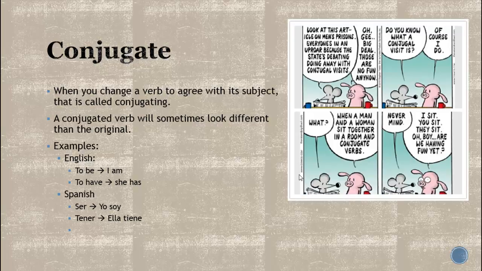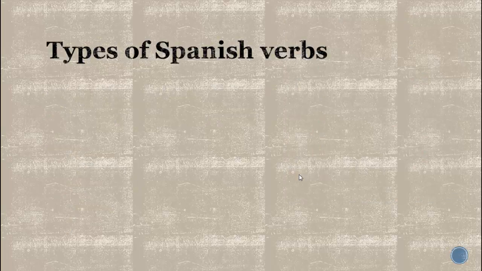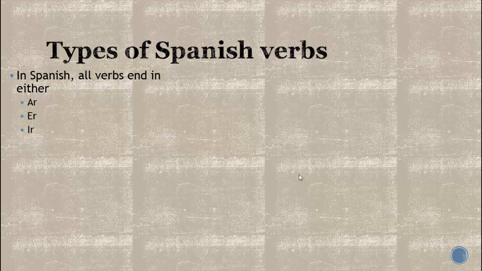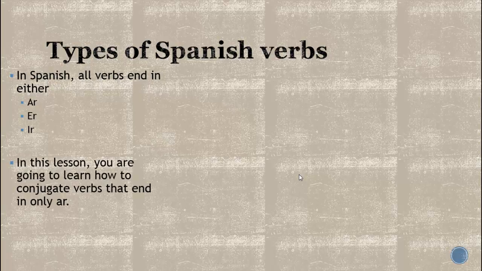In Spanish, we have similar things, and we also know those two verbs, to be and to have. Ser, to be, one of its conjugated forms is soy. Then we have the verb tener, to have, and one of its conjugated forms is tiene. So again, we have now given it a subject, so it has been changed to agree with that subject, and the verb does look a little bit different than the original. So in Spanish, instead of all infinitive verbs beginning with to, they all end in either AR, ER, or IR. So in this lesson, we are going to primarily focus on AR verbs.